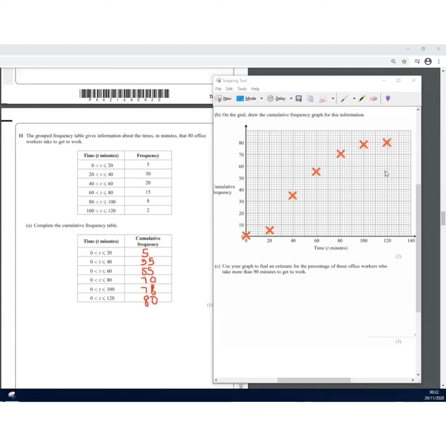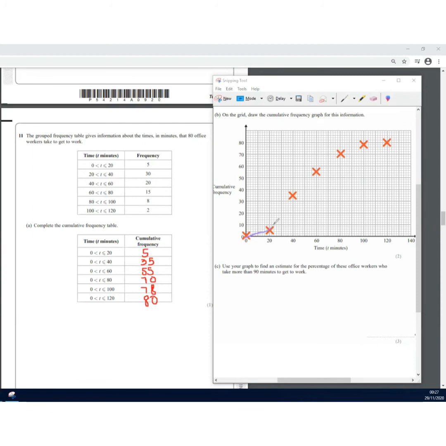So we have now plotted all the points. To draw cumulative frequency, you would simply use a freehand curve to join those points. Once all the points are plotted, we simply need to join them using a freehand curve. So let's start from the first point to the second and so on from there.